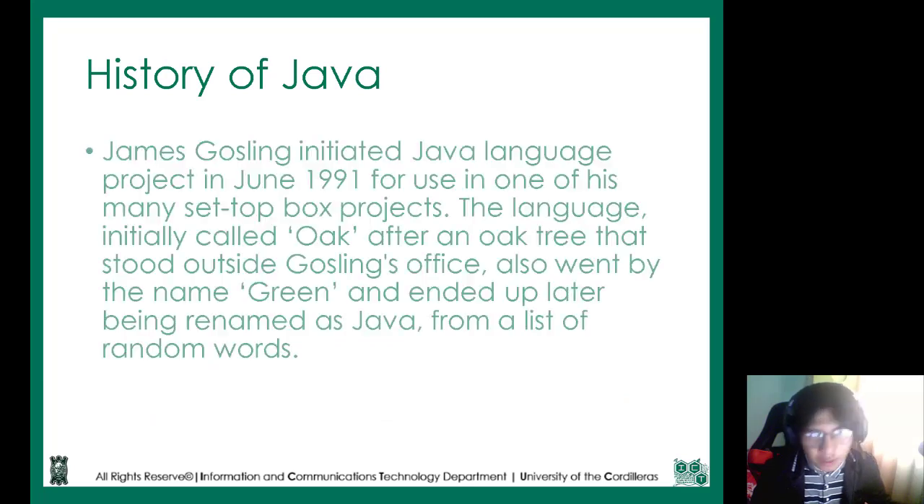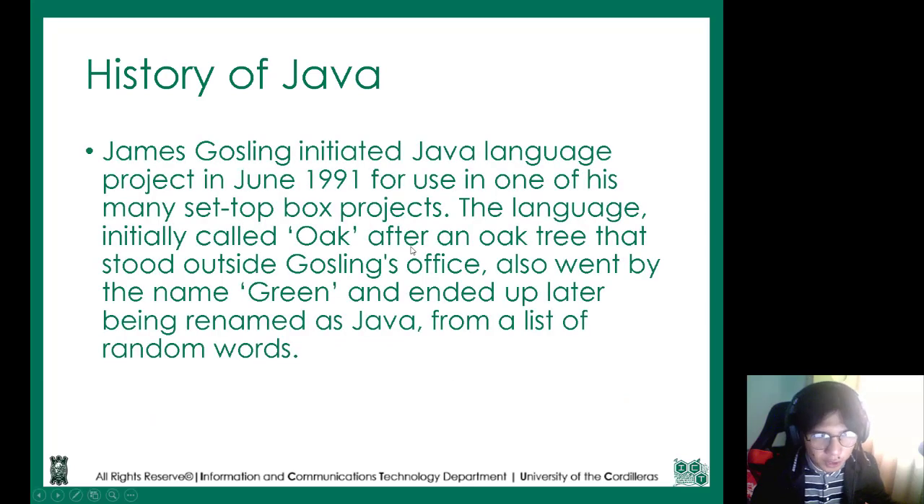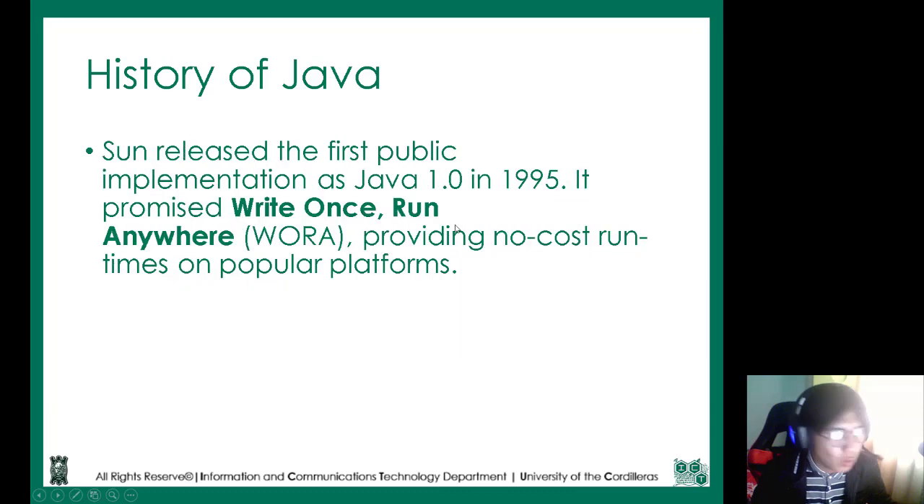Now, let's talk about the history. As I have said earlier, James Gosling was the founder of Java. It was actually during June 1991, and it was initially called Oak. Sun released the first public implementation as Java in 1995, and it promised WORA, write once, run anywhere, providing no-cost runtimes on popular platforms.